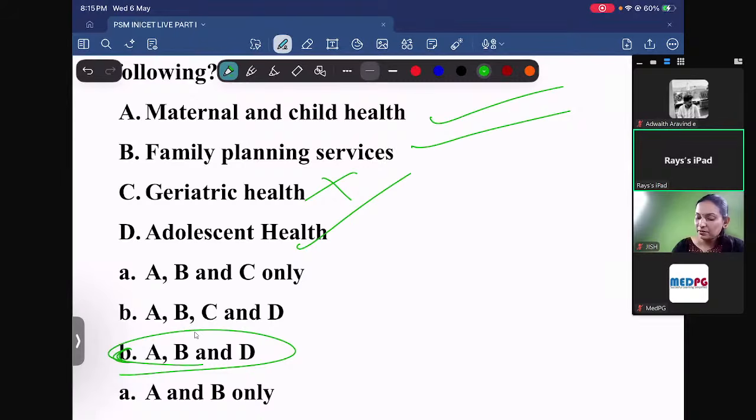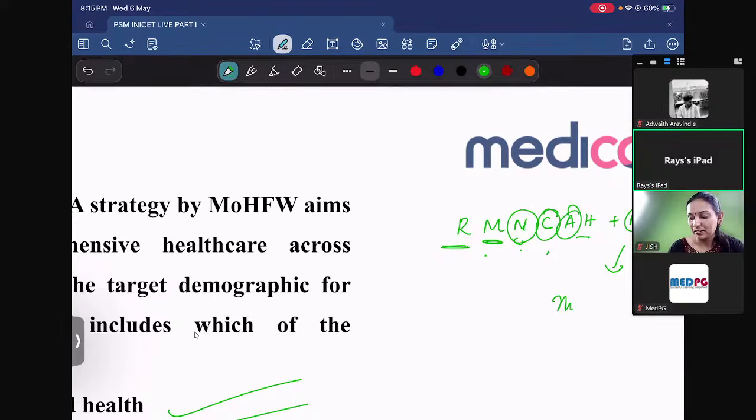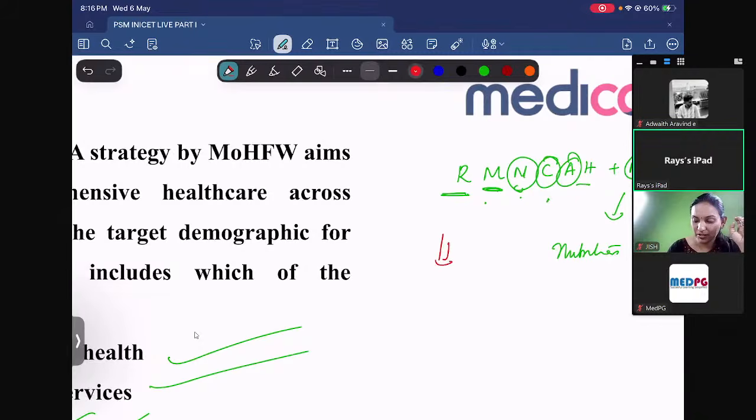So what is RMNCH? R, M, N, C, A, H plus N. Okay. R is for reproductive. M is maternal. N is neonatal. C is child. A is adolescent health. So reproductive, maternal, neonatal, child, and adolescent health plus N. This is the last update here. It is nutrition. Last N is for nutrition. So this is RMNCH plus N. One MCQ, one liner: the core concept of RMNCH plus N is continuum of care across the life cycle.